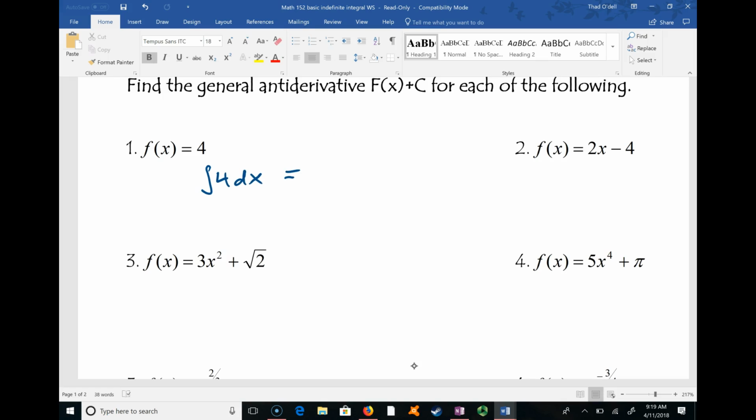So, where did 4 come from? 4x. If I take the derivative of 4x, do I get 4? Good. But notice there's no limit of integration, so there's nothing to plug in. So the fundamental theorem of calculus doesn't really help me here. We have to go back to the first part of the fundamental theorem of calculus, and it tells us that if you take an integral without any limits of integration, you're looking just for an equation, not a number.